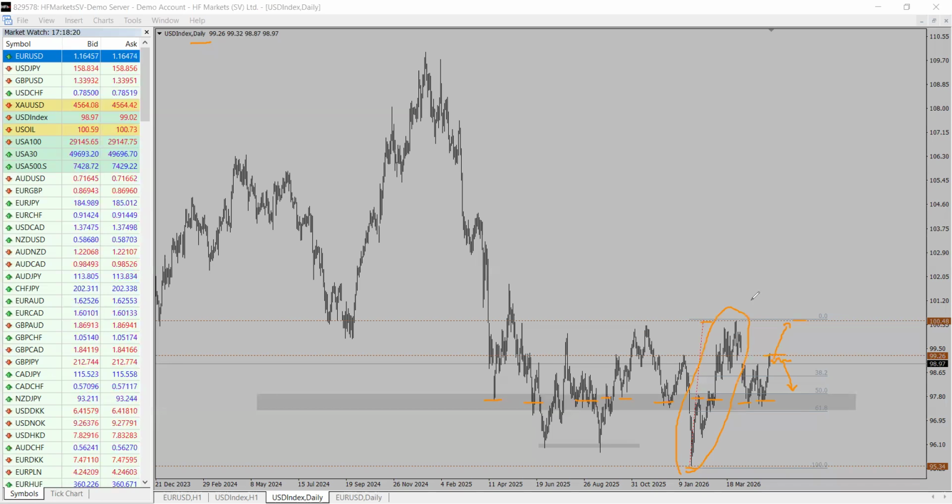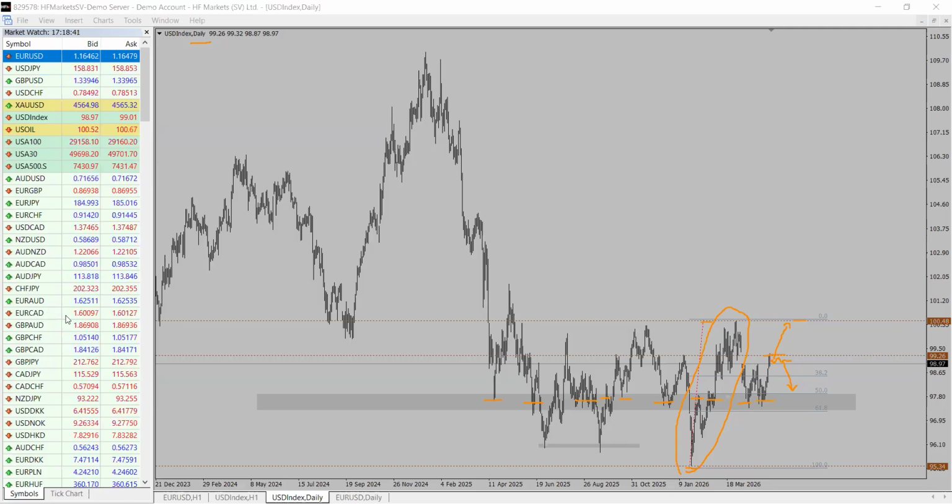You can as well use this chart of USD index to look at your Euro USD, Pound USD, and USD CHF, and you should see the same thing happening, right? You might not see the exact thing happening on others, but you should see and have some clues. I'll give you this example.